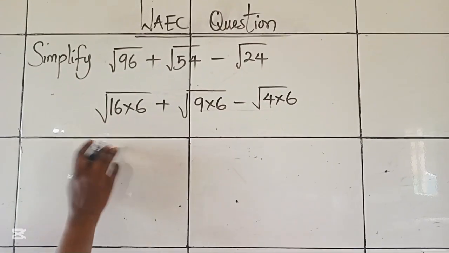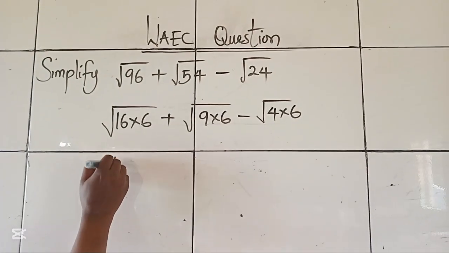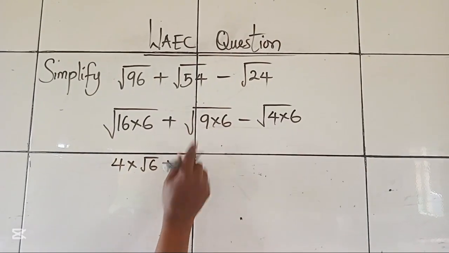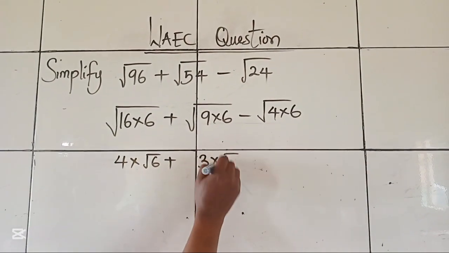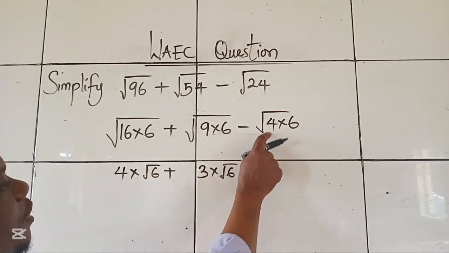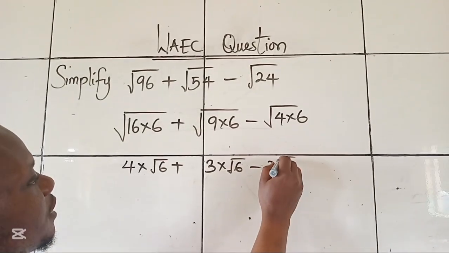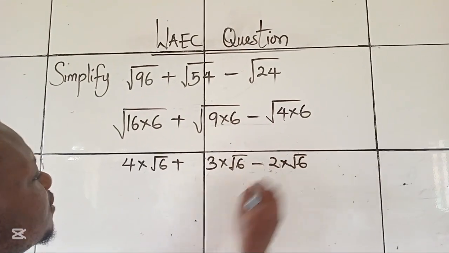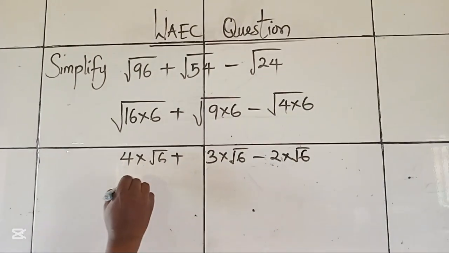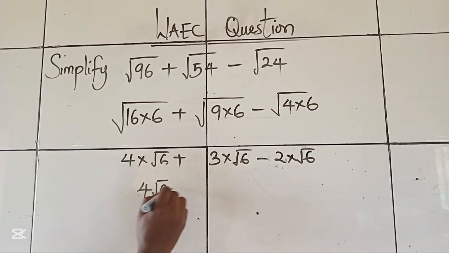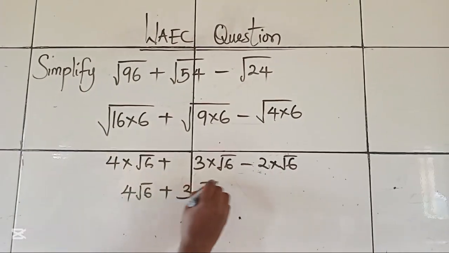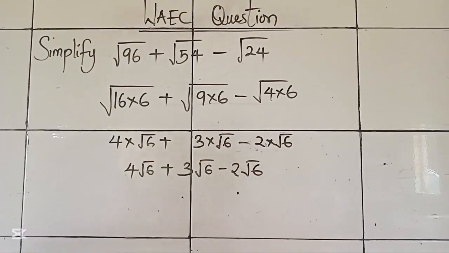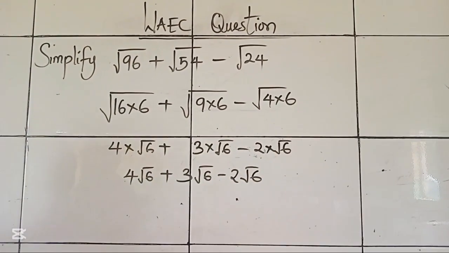So square root of 16 will be 4 times square root of 6, plus square root of 9 will be 3 times square root of 6, minus square root of 4 will be 2 times square root of 6. So we have 4 square root of 6 plus 3 square root of 6 minus 2 square root of 6. Now, this is where students mostly make mistakes.